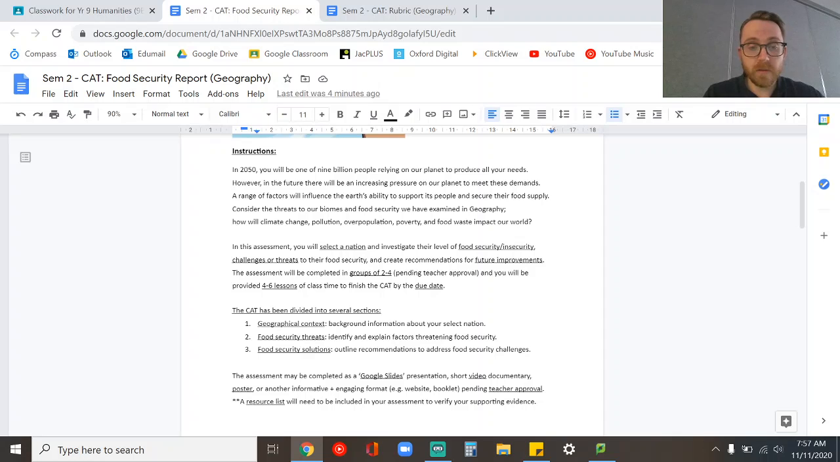In this assessment, you'll select a nation, investigate their levels of food security or insecurity, challenges or threats to their food security, and then create recommendations for future improvements. The assessment will be completed in groups of 2 to 4. You'll be provided 4 to 6 lessons of class time to finish the CAT by the due date. I don't think you will need 6 lessons.